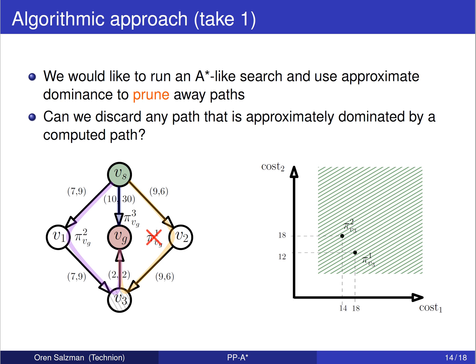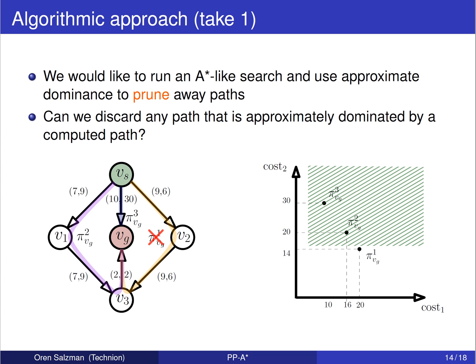Now let's say that the A* search continues and we reach the goal node. Now we have the blue path, which was already computed, and we compare it to the purple path, Pi2. And we can see that Pi2, the purple path, is approximately dominated by Pi3, the blue path. So we can throw it away.